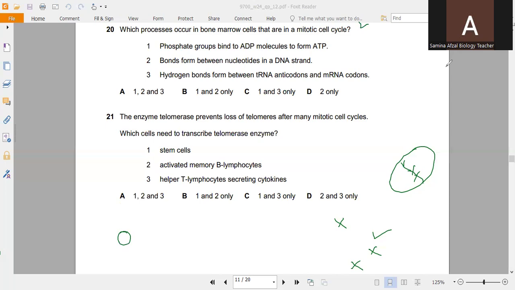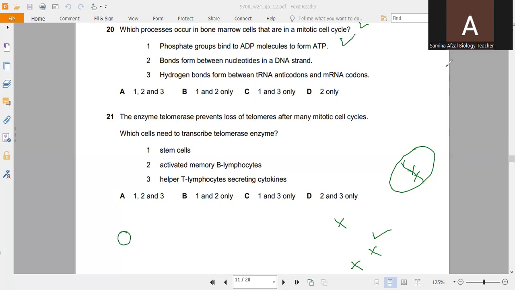Phosphate groups bind to ADP molecules to form ATP. So formation of ATP takes place when a phosphate molecule binds with ADP, adenosine diphosphate. There will be the formation of adenosine triphosphate, which is called phosphorylation, in which ATP formation takes place. And this ATP will be used up for the mitotic cell cycle. So I would like to say this is the correct statement.